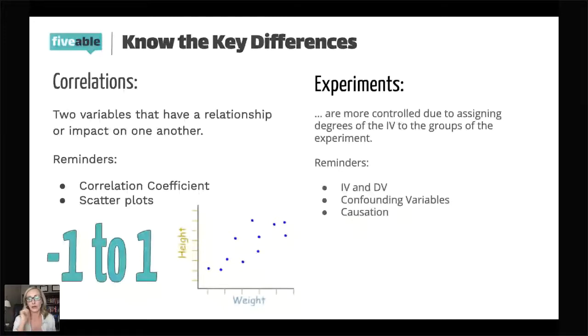Confounding variables. Okay, so let's run with this example experiment with caffeine. Can somebody please put in the comments what a potential confounding variable would be?